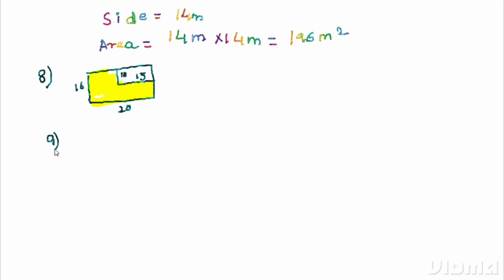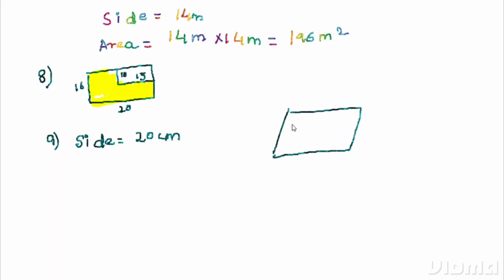The 9th question says that one side of a parallelogram is 20 centimeter. As you know, in a parallelogram, opposite sides are equal and parallel. So the side is given to you. Let's draw the parallelogram. The side is given as 20 centimeter. So you know the parallel sides are 20 centimeter and they have given you the distance as 16 centimeter.